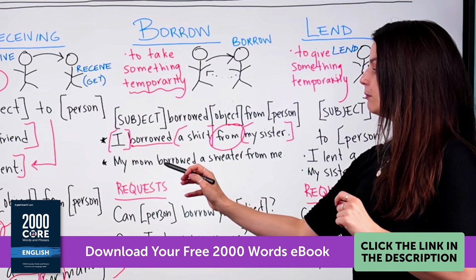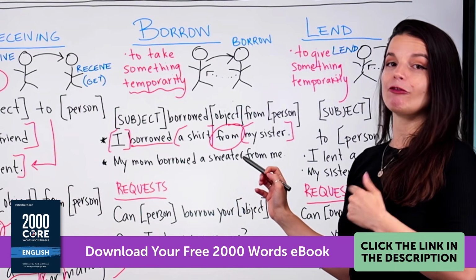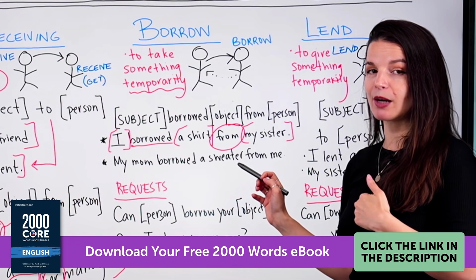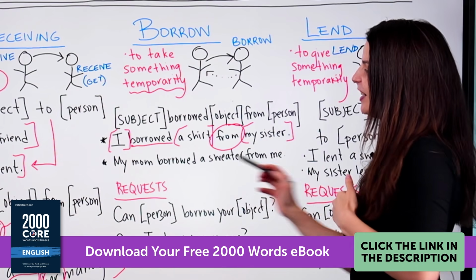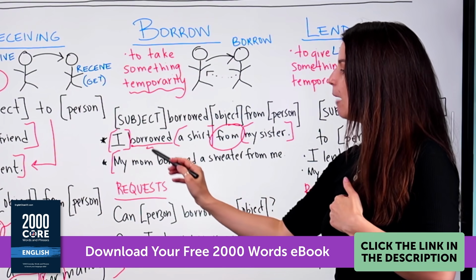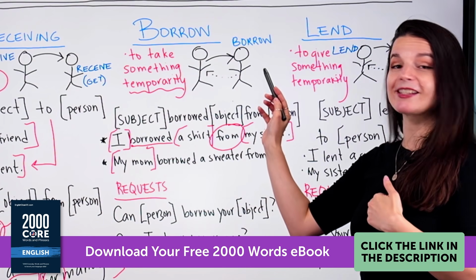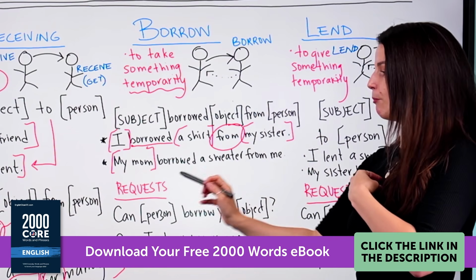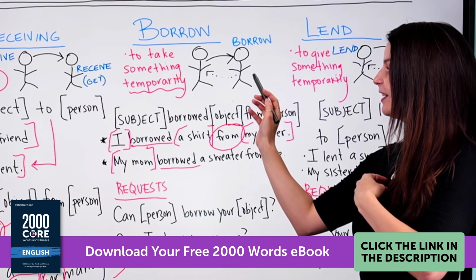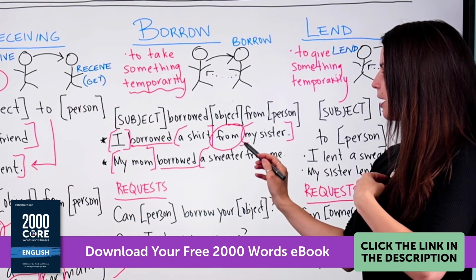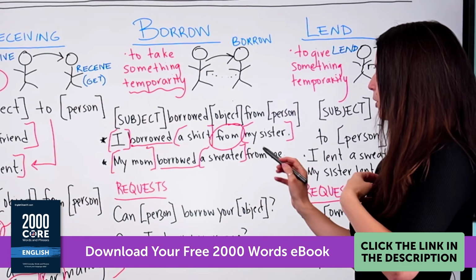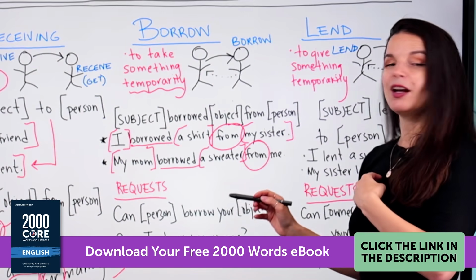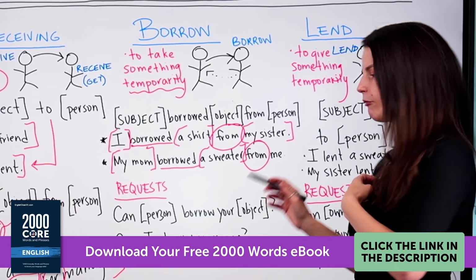My mom borrowed a sweater from me, okay? So in this case, my mom is the person receiving. My mom borrowed, past tense again. What did she borrow? A sweater. We use the preposition from. Who did she borrow it from?